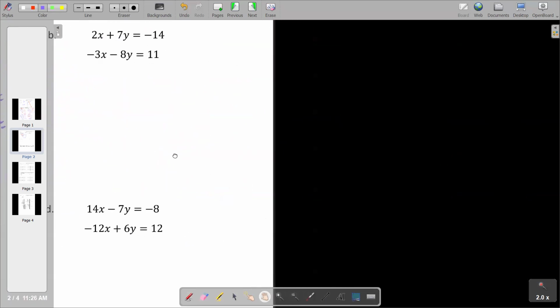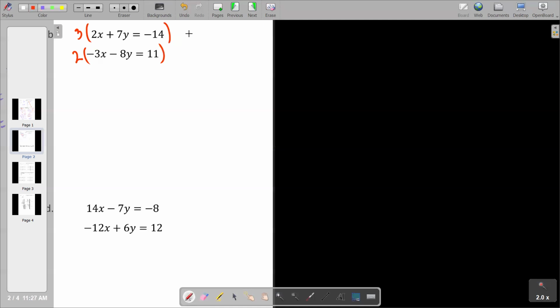My options when I look at this problem are I can turn the x's both into 6s or I can turn the y's into 56s. And 100 out of 100 normal people when surveyed said, I'll take the x's, thank you. And so that's what I'm going to do. I'd rather work with 6s than 56s. So I'm going to multiply the top equation by 3 and the bottom equation by 2.